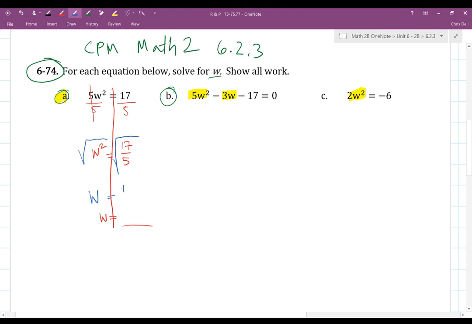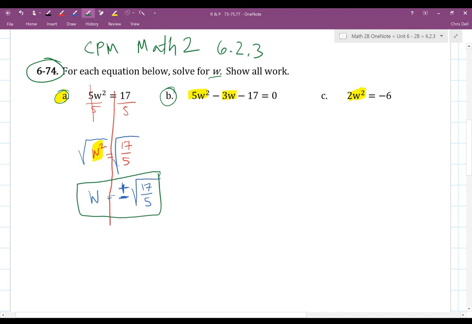The one thing I do need to remember is my answer could be positive or negative, the square root of 17 fifths. And why is that? Because when we think about this squared component, anything squared, whether it's positive or negative, would always be positive. If I squared a negative number, it would still be positive. So that's why when we square root two sides of an equation, we always have to consider the positive and negative solution. So our answer for number 1, or A, is the positive or negative square root of 17 fifths.